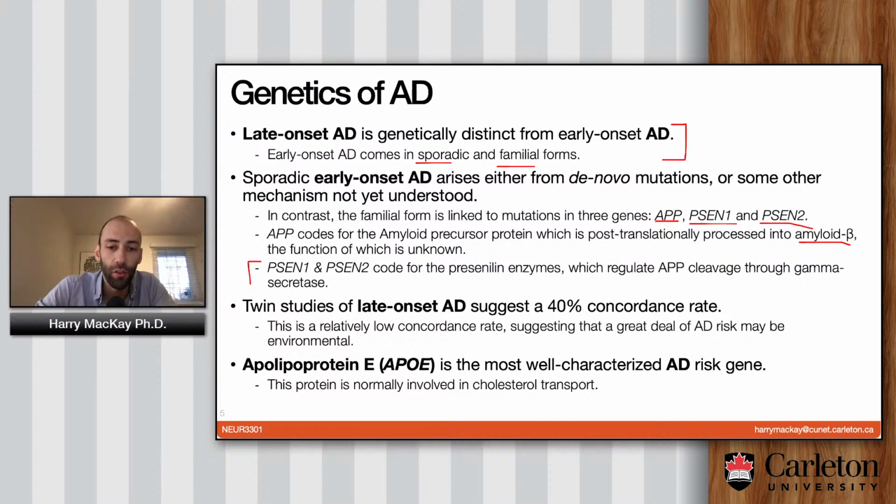Presenilin-1 and presenilin-2 code for the presenilin enzymes, and these regulate the cleavage of the amyloid precursor protein through gamma secretase. So these three genes that are highly associated with early onset familial Alzheimer's are all ones that have to do with either producing amyloid beta or processing the amyloid precursor protein into amyloid beta. And it's not surprising, I suppose, given this fact, that much of the work on Alzheimer's drugs and treatments has focused on trying to reduce the levels of amyloid beta in the brain.